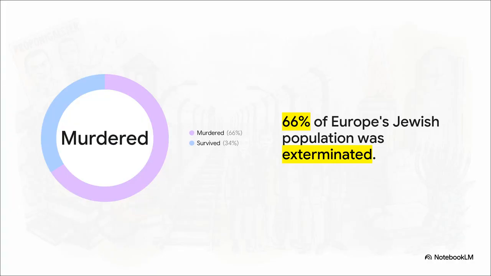66%, two-thirds of Europe's entire Jewish population was exterminated by the Nazis and their collaborators. We're talking about roughly 6 million people murdered. It wasn't just a tragedy, it was a targeted, industrial-scale massacre explicitly aimed at wiping out an entire people and their culture, looting their property, burning down their synagogues, and destroying their sacred texts along the way.